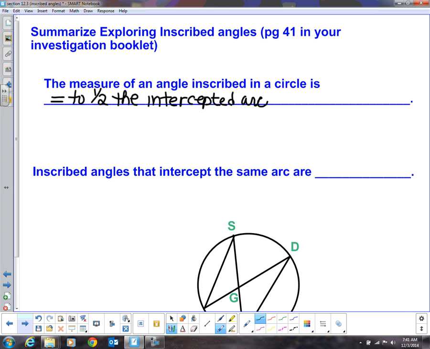If you have two inscribed angles that intercept the same arc, they're equal or congruent. So, an inscribed angle is equal to half the arc. A central angle equals the arc.